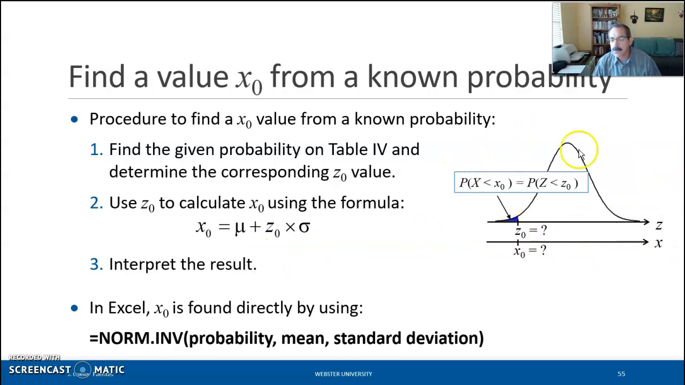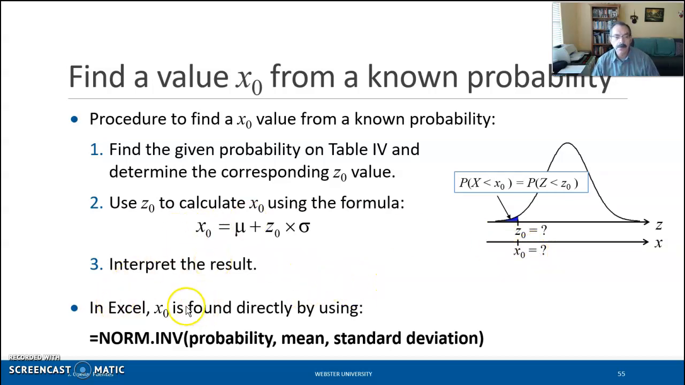And here I'm sketching the normal distribution where I'm showing the probability that is given, and of course that's equivalent to the probability in the z-scale. And here I reverse the scales. I have the z-scale on top and the x-scale on the bottom, because we're using table 4, which gives us probabilities from a standard normal distribution, and is going to give us a corresponding z-score. And so once you find the z-score, then you find the x value for the x random variable. And once you find that value, then you interpret it.